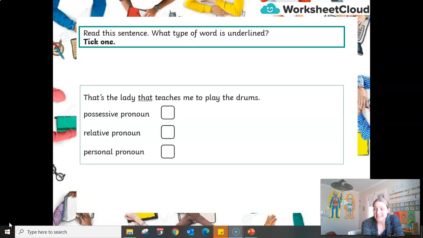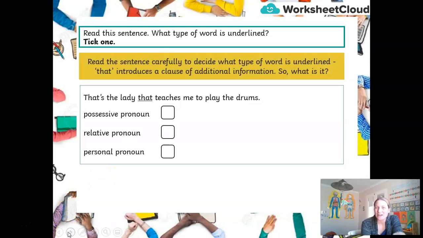Okay, read this sentence and decide what type of word is underlined. And all you've got to do is choose out of the three. I've given you a multiple choice. That's the lady that teaches me to play the drums, and I want to know what type of word that is. Is it a possessive pronoun, a relative pronoun, or a personal pronoun? If unsure, you can watch the lesson on pronouns. Read the sentence carefully to decide what type of word is underlined. Okay, that introduces additional information. So it is a relative pronoun. It introduces a relative clause.